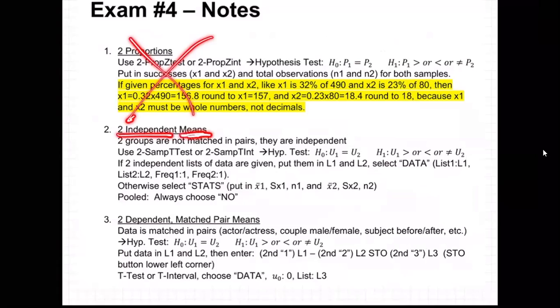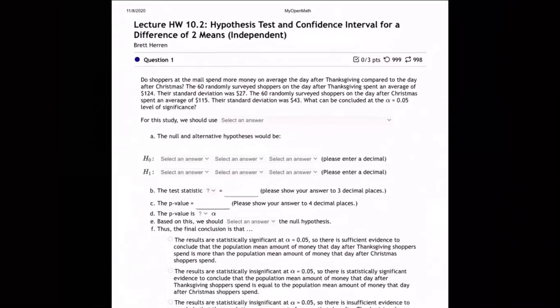Two independent means. We have Thanksgiving shoppers and day after Christmas shoppers. So the two groups are not matched pairs. We'll talk about that more later. They are independent, two separate groups. Use the two sample t-test or the two sample t-interval. In our case, we're going to use the t-test because we're doing a hypothesis test. So there we go, two sample t-test. Everybody see how I'm coming up with that?